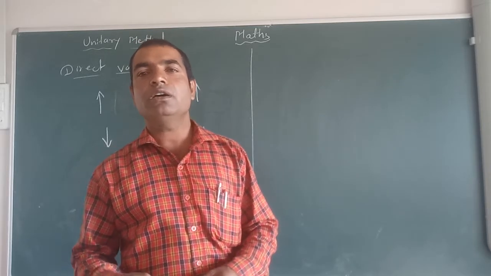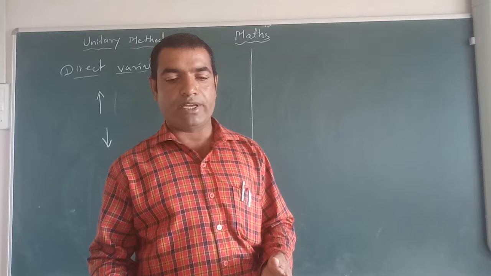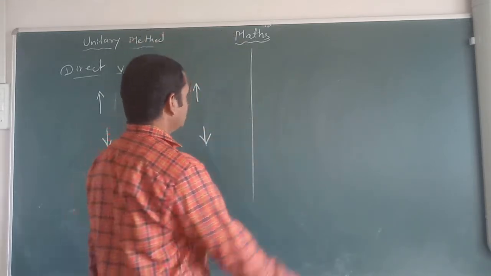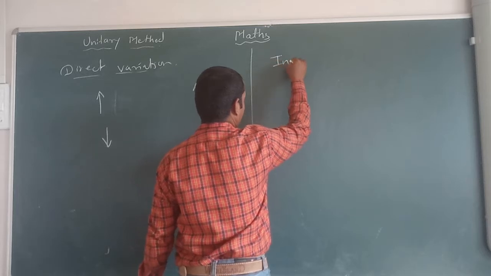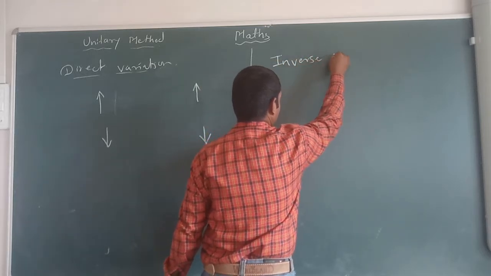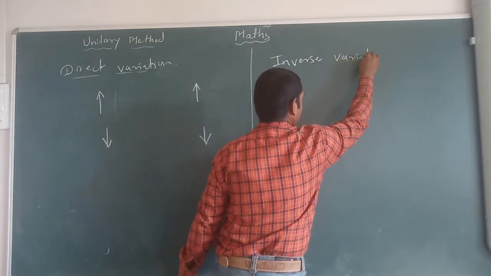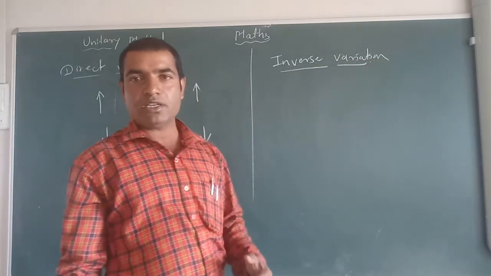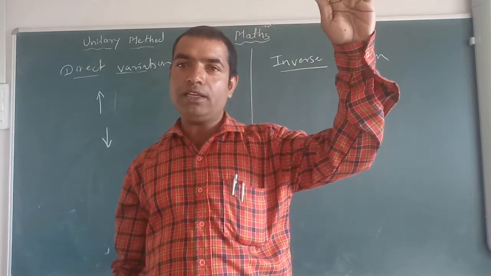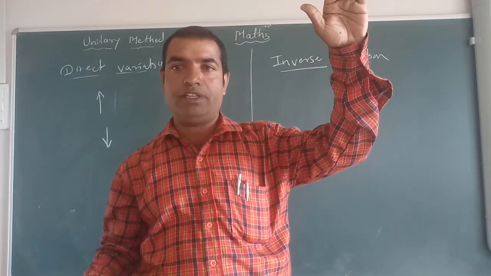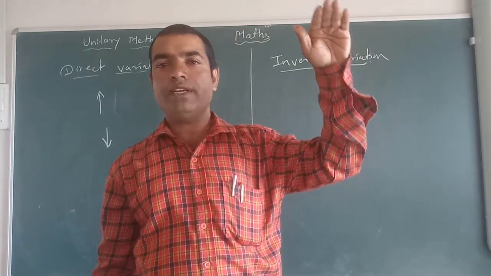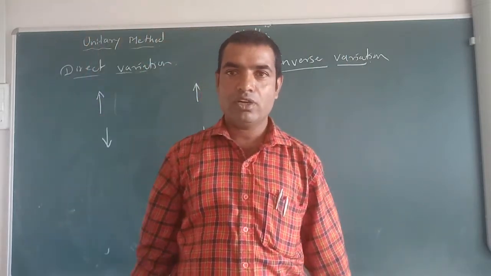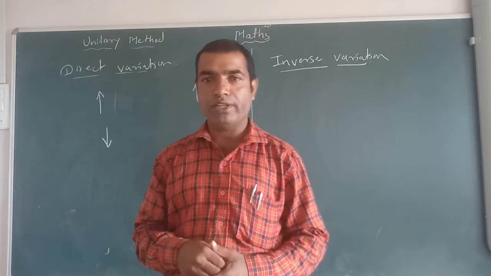Now here we will see inverse variation, or indirect variation. In inverse variation, if one thing is increasing, the other thing is decreasing, or otherwise, if one thing is decreasing, the other thing is increasing. So here we will take one example for that.